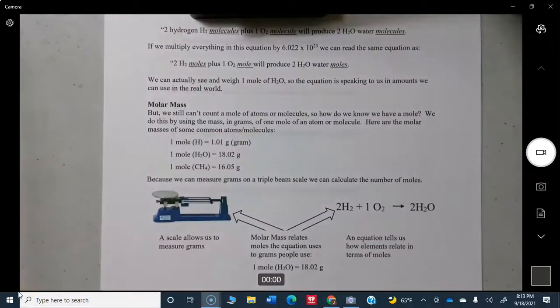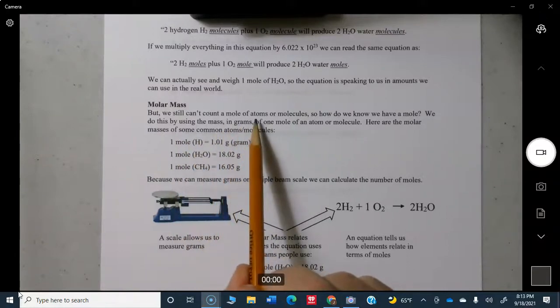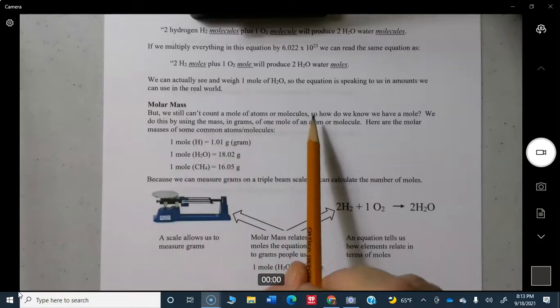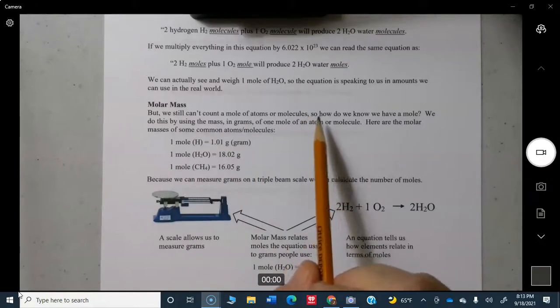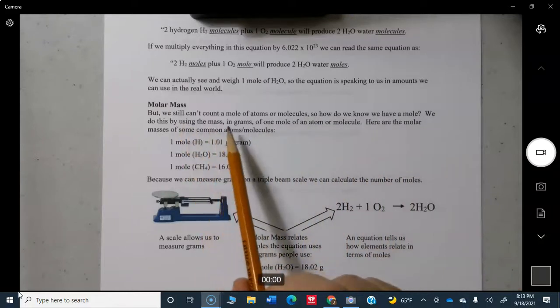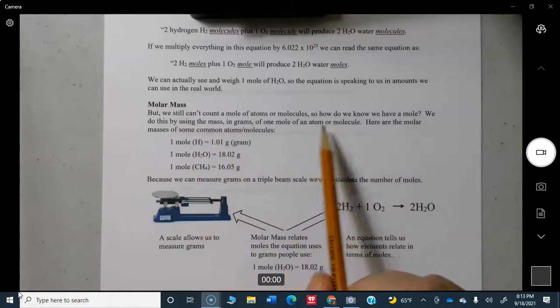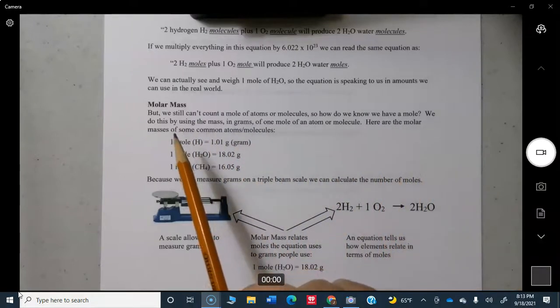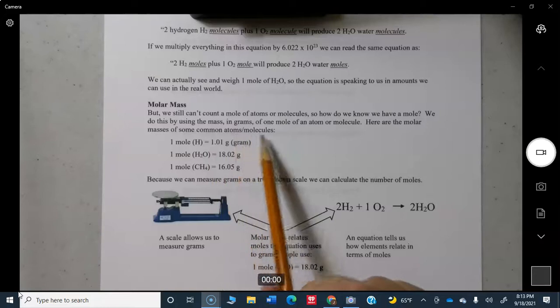So, molar mass. We still can't count a mole of atoms or molecules. An atom or molecule is too small, a mole is too big. We can't count that. So how do we know we have a mole? We do this by using the mass in grams of 1 mole of an atom or molecule. Here are the molar masses. It means the mass of a mole of something, of some common atoms and molecules.